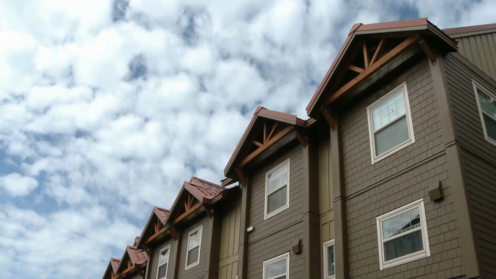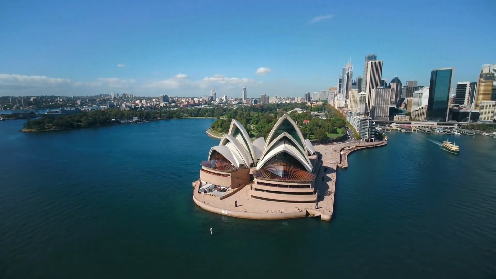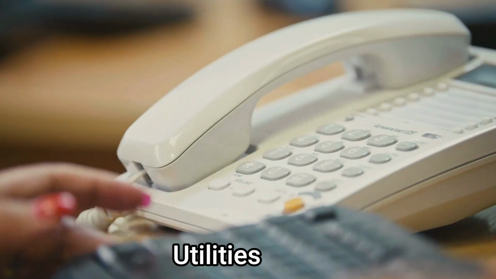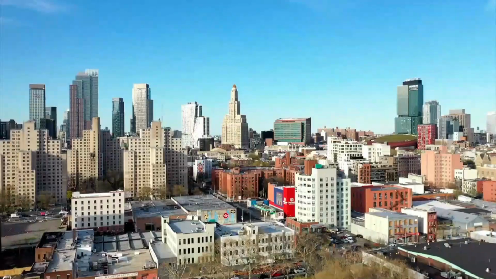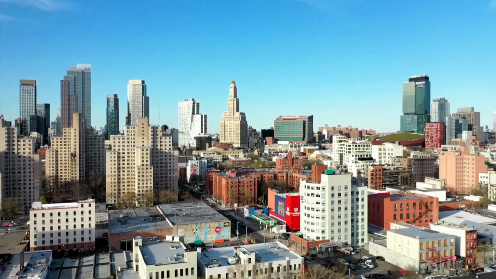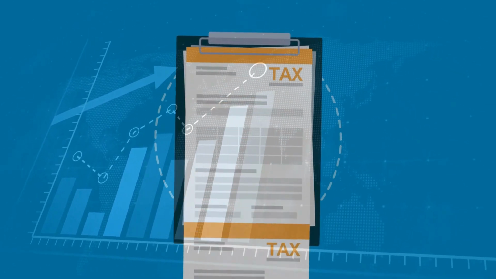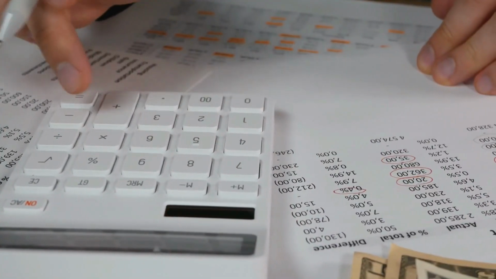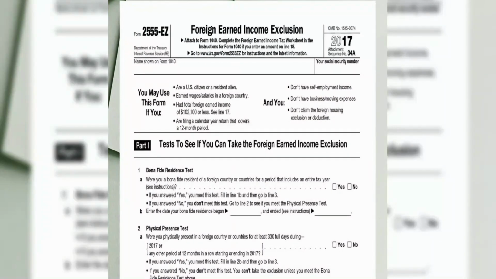If housing isn't included in your compensation package, the foreign housing deduction can consist of paid rent, rental furniture, and utilities, excluding telephone and internet. You may also claim a foreign tax credit in order to mitigate taxation in your country of residence and the United States. This is particularly useful if you live in a country with a higher tax obligation than the United States. The last major deduction is the foreign earned income exclusion.